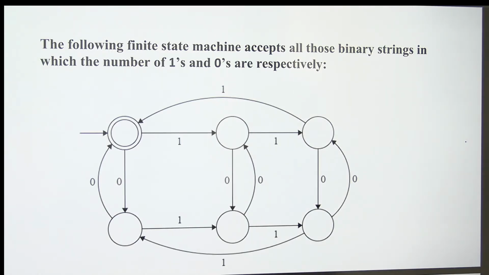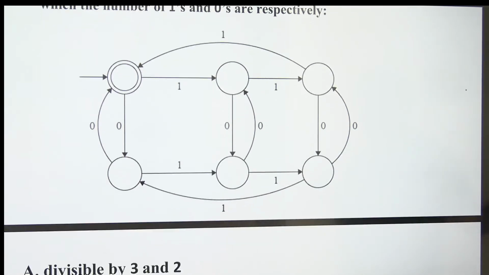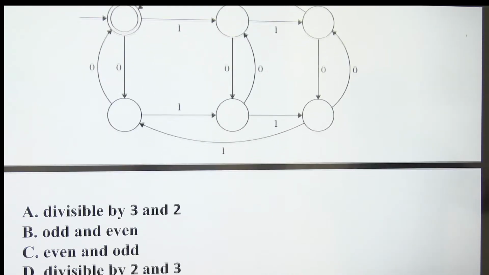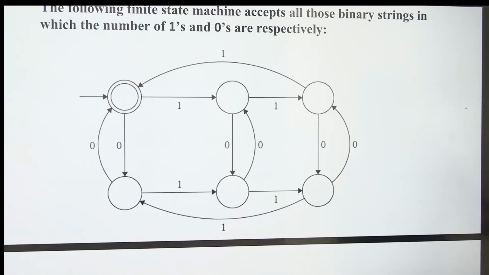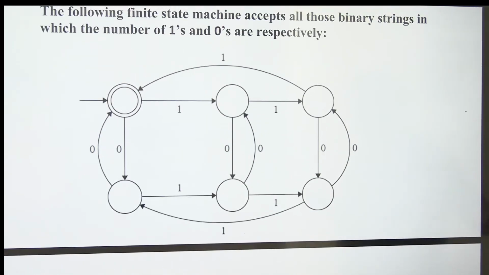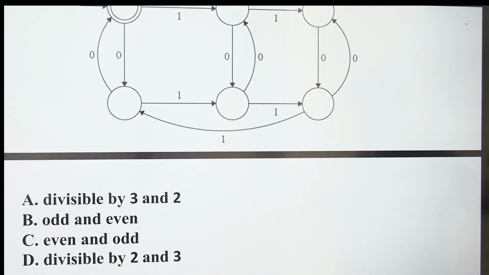The following finite state machine accepts all those binary strings in which the number of ones and zeros are respectively. So this is the automata given. These are the options. This automata, number of ones what? This automata, number of zeros what? Check.